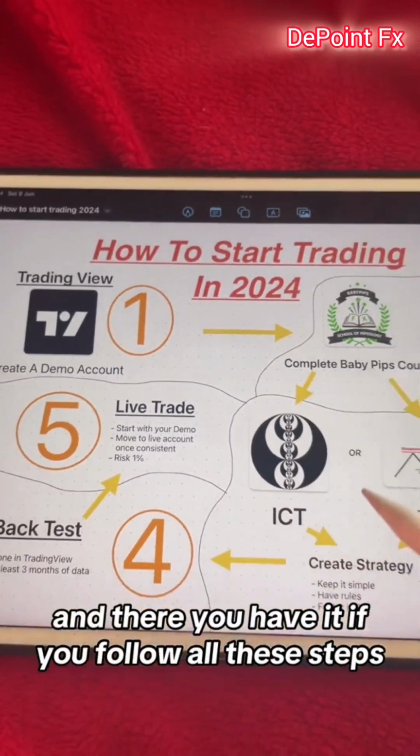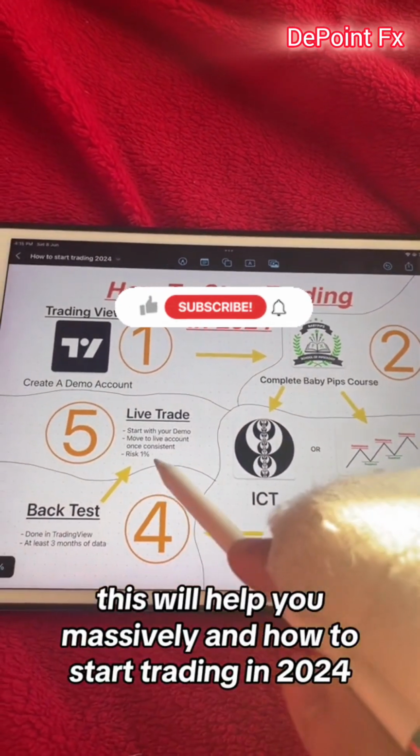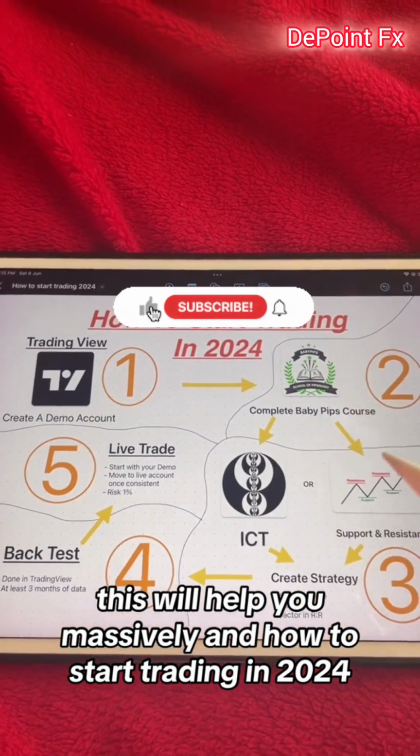And there you have it. If you follow all these steps, this will help you massively in how to start trading in 2024.